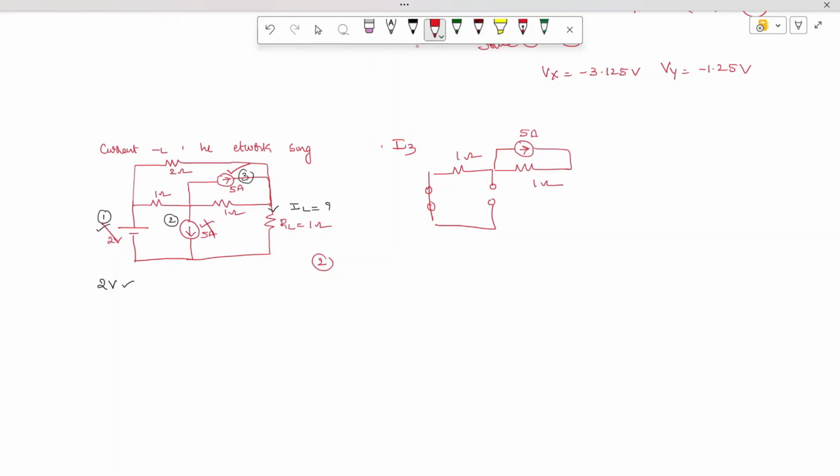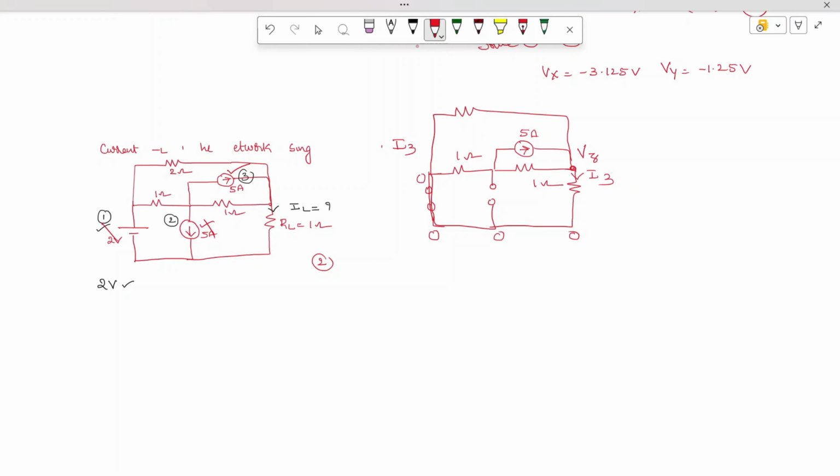Okay, and in this branch we require the current. So let's try to mark this current as I3, and there is one more resistor connected between these 2 points. For reference, I'm taking this as 0, this as 0, automatically this is 0 since it is short circuited, this is 0, and let's try to mark this as one more node, some VZ node.